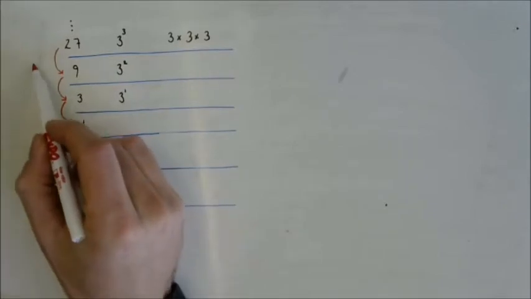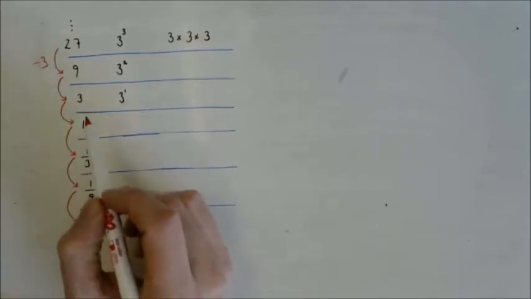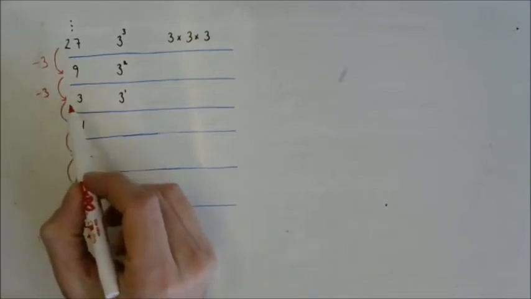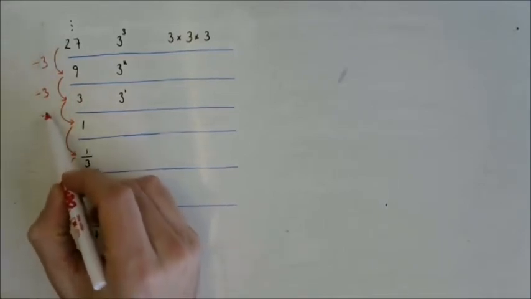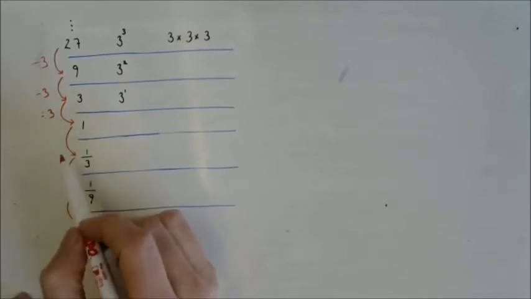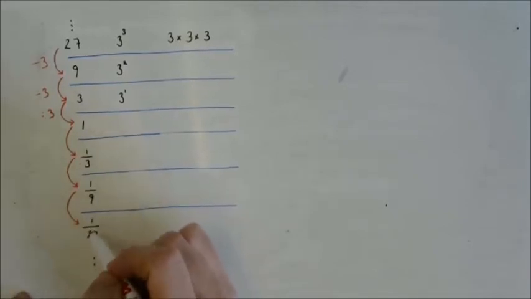Divide by what? 3. Divide by 3. What happens to get from 9 to 3? Divide by 3. What about from 3 to 1? And here we can keep on going. This is going to be the part where we want to realize that the pattern just keeps going.